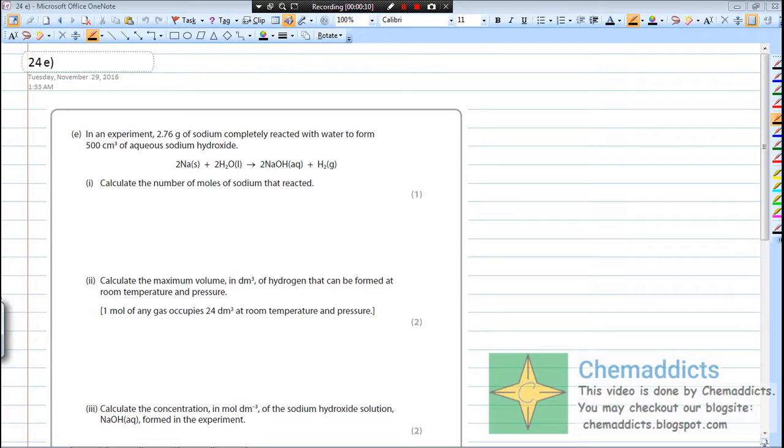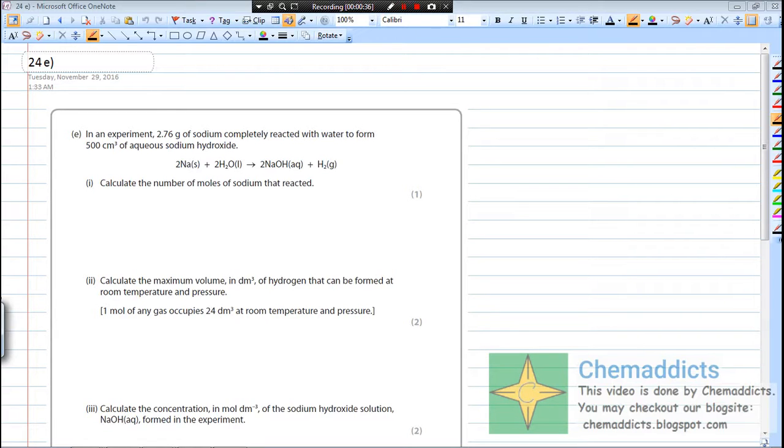Well, guess what? Today we're gonna solve this problem. We're gonna proceed from the previous question. If you have missed the previous question, you don't need to worry. I will put the link to the whole question paper solution at the end of this tutorial. So let's get started.